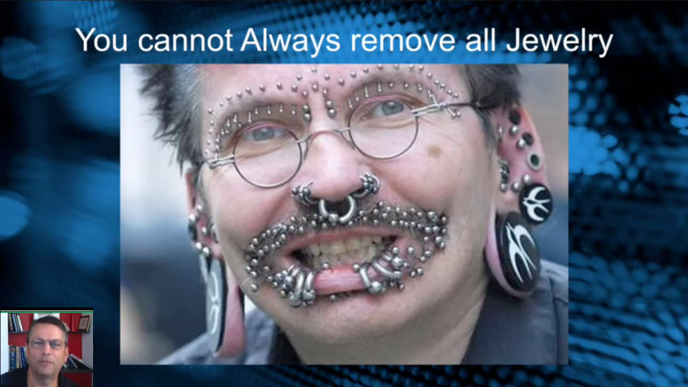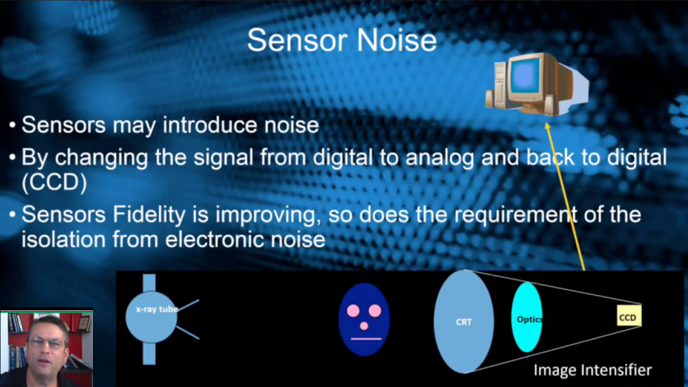The sensors themselves, depending on the manufacturer, can introduce noise into the scanner. By changing the signal from digital to analog and back to digital, some of the sensors, such as the image intensifiers, can have an effect on image quality, although these sensors are improving to isolate the electronic noise.